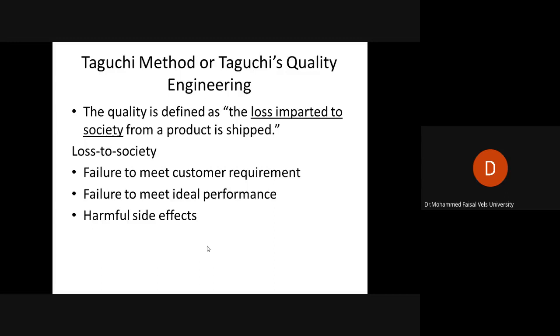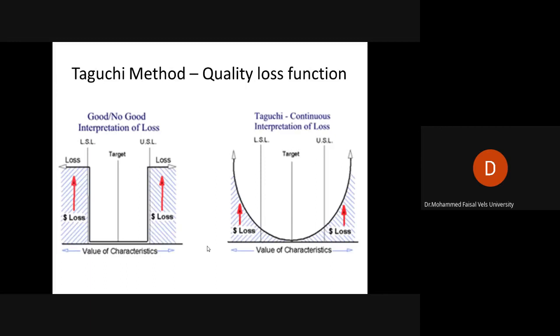When we talk about Taguchi's contribution in terms of design, he emphasized that quality starts from the design. He emphasized more on loss to the society. Another important contribution was the concept he came up with, the quality loss function.